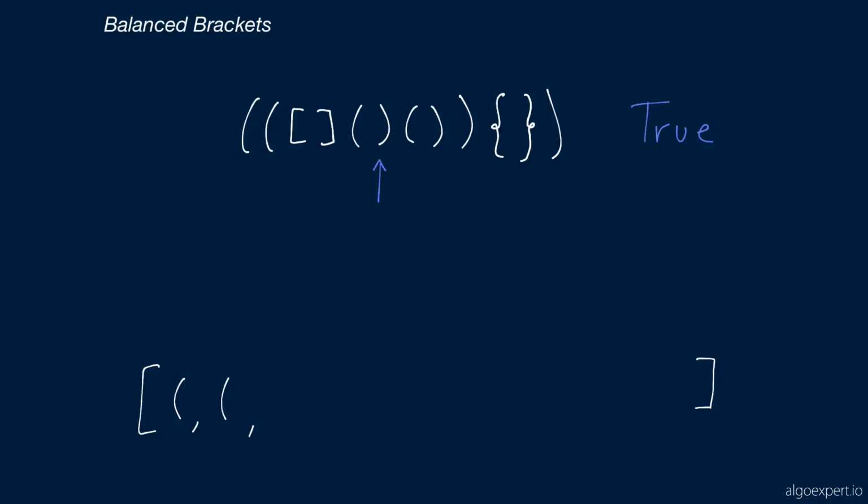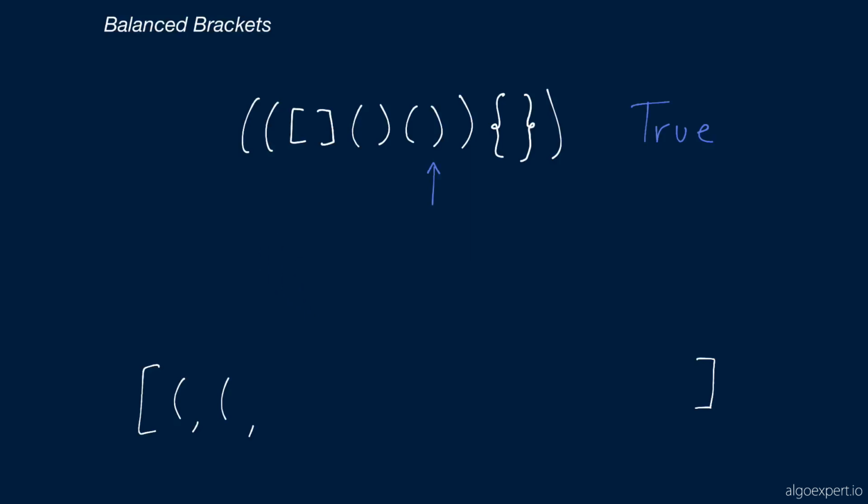And now we can just keep doing this. So the rest of this example is going to be pretty straightforward. We get to the next bracket. It's an opening bracket, so we can just store it in the stack. Move on to the next value. We're at a closing round bracket. We see that the last value in our stack is an opening round bracket, so we're good.